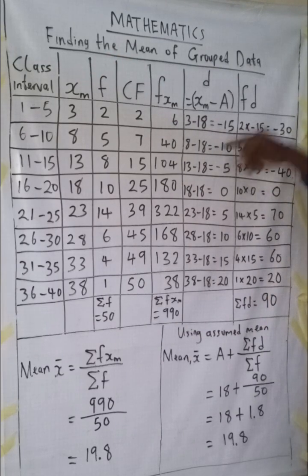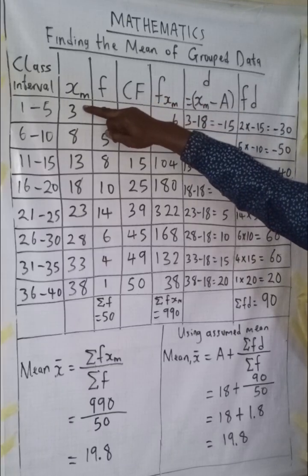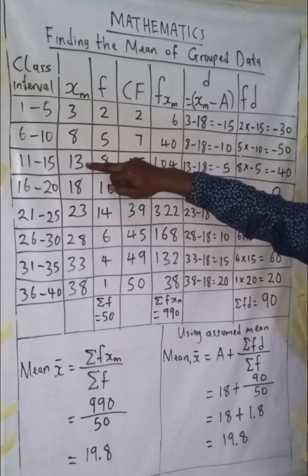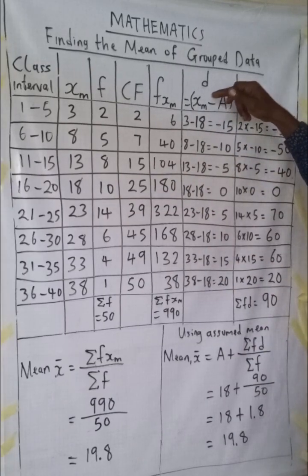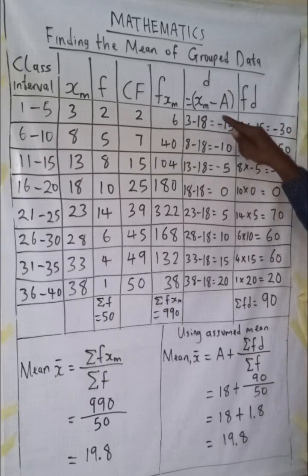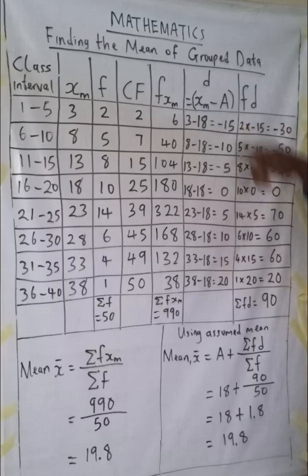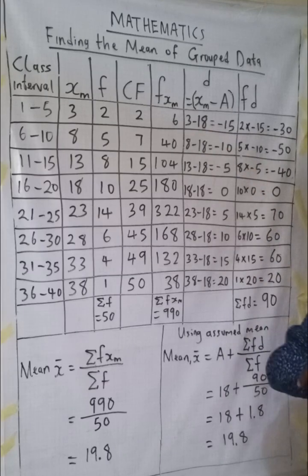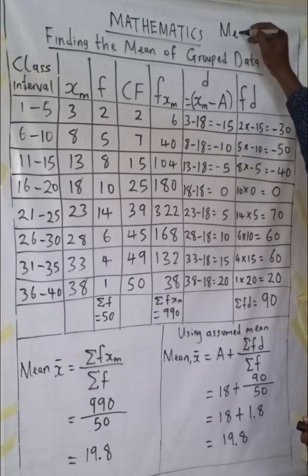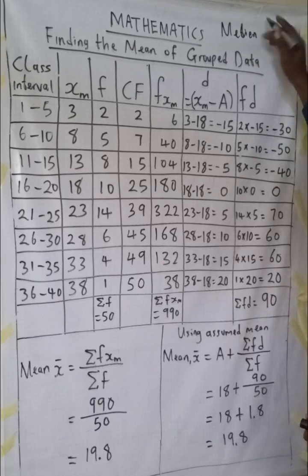Now, how did I pick the assumed mean? If you watch, these are the mid values: 3, 8, 13. So how come my assumed mean is 18? How did I pick 18 as my assumed mean? You can call it assumed mean or working mean. So where did 18 come from? To find the assumed mean of grouped data, one cheap way to do it is to look for the median class.